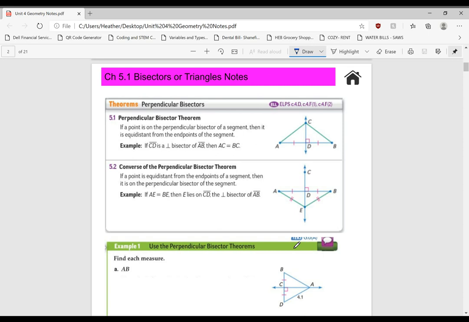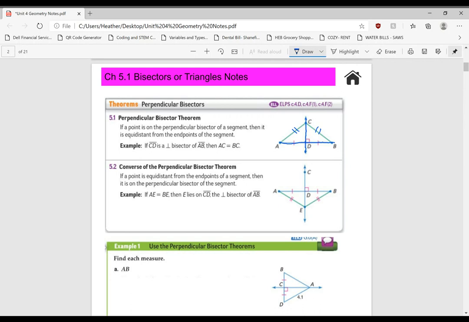So first, let's look at the theorems here. We have the perpendicular bisector theorem. It says if a point is on the perpendicular bisector of a segment, then it is equidistant from the endpoints of the segment. So if we look at the example, it says if CD is a perpendicular bisector of AB, then AC is equal to BC. So this side is equal to this side.